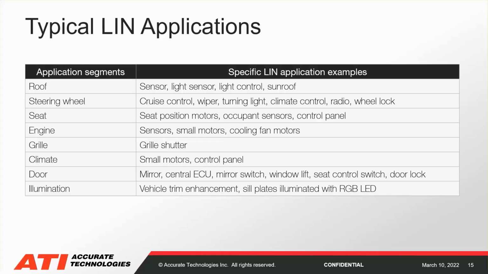Typical LIN applications are again typically slower, less critical functions in the vehicle, such as light controls, light sensors, sunroofs, cruise control, seat positions, grille shutters, small motors and mirrors such as window control and mirror control. Cooling fans, this is where LIN is becoming more and more prevalent in the EV market as they use LIN to drive the coolant system of the electric vehicles.